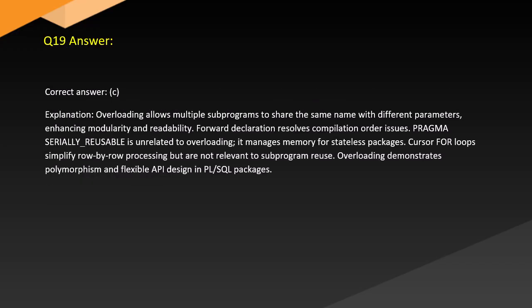Answer. Correct answer: C. Explanation. Overloading allows multiple subprograms to share the same name with different parameters, enhancing modularity and readability. Forward declaration resolves compilation order issues. Pragma SERIALLY_REUSABLE is unrelated to overloading. It manages memory for stateless packages. Cursor for loops simplify row-by-row processing but are not relevant to subprogram reuse. Overloading demonstrates polymorphism and flexible API design in SQL packages.